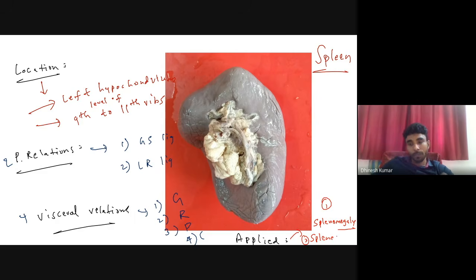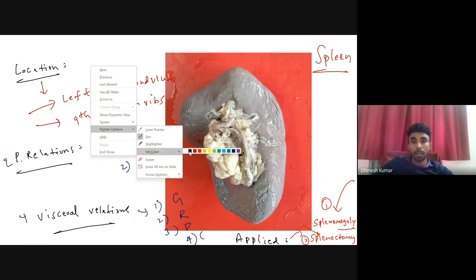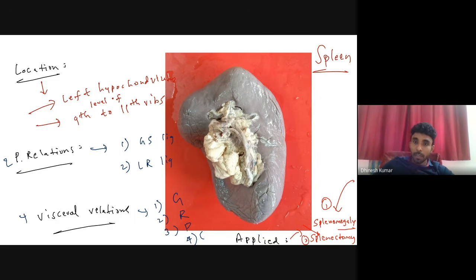There are some other applied importance, but at least remember these two. Splenomegaly, abnormal enlargement of the spleen. Splenectomy, surgical removal of the spleen. And just one thing I want you to say finally, this is the area called the hilum of the spleen.